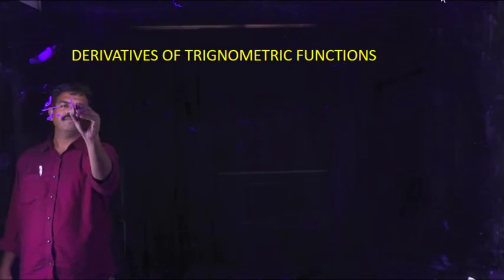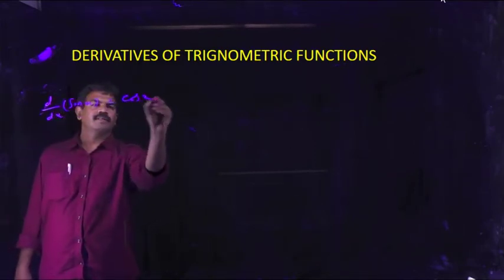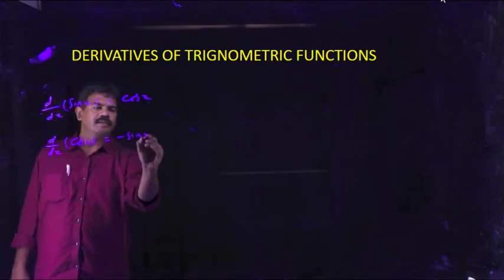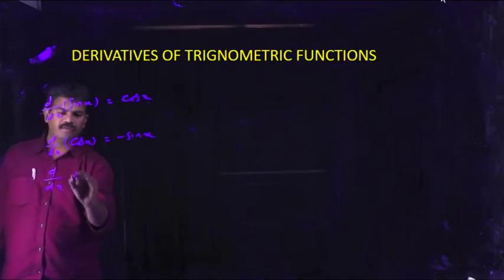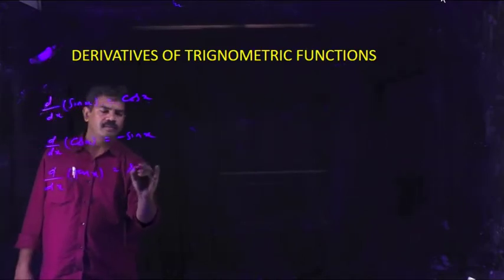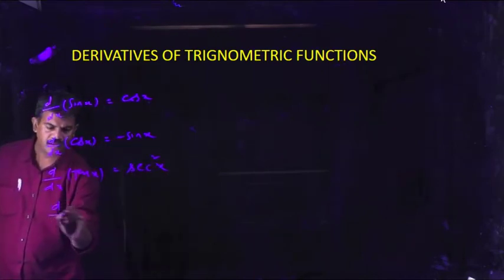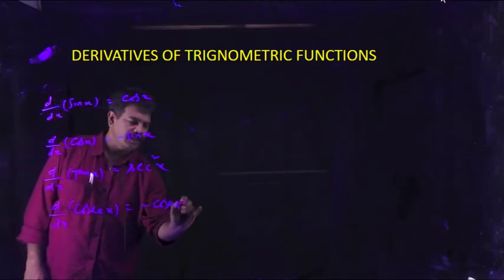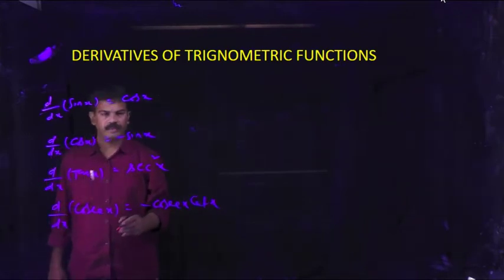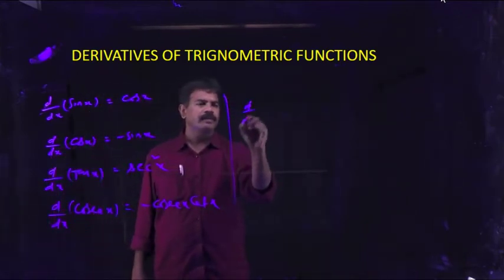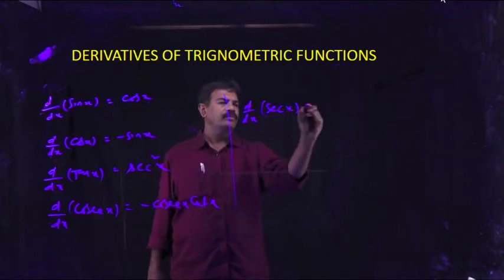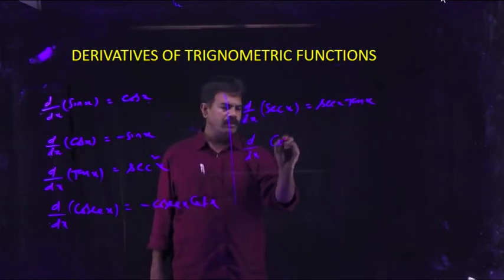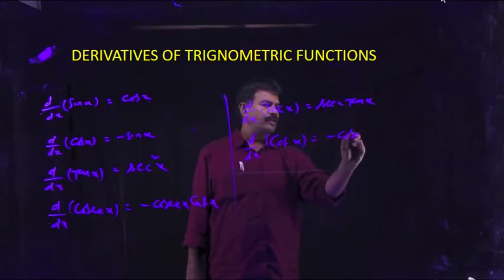That is d by dx of sin x is equal to cos x. d by dx of cos x is equal to minus sin x. d by dx of tan x is equal to secant square x. d by dx of cosecant x is equal to minus cosecant x cot x. d by dx of secant x is equal to secant x tan x. d by dx of cot x is equal to minus cosecant square x.